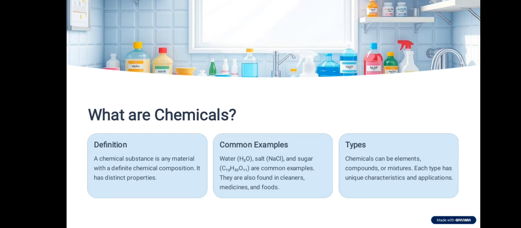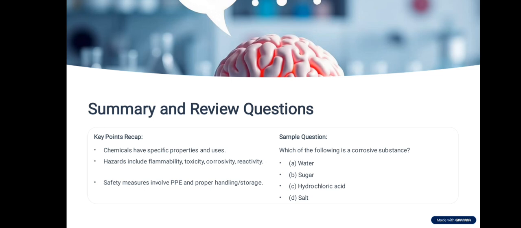Okay, let's quickly look at the types of chemicals. Chemicals can be elements, compounds, or mixtures. Each type has unique characteristics and applications. We'll quickly look at the summary and the review of some questions. The key points for a recap: we've looked at chemicals, and we have chemicals that have specific properties and uses.